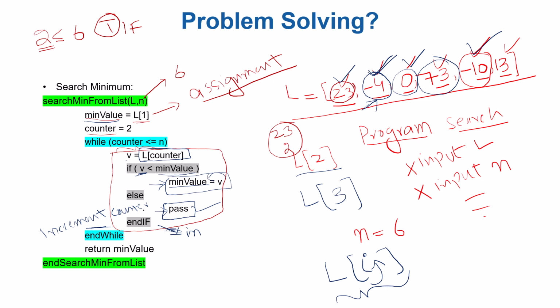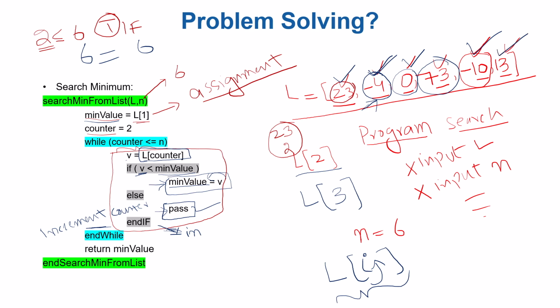Okay, because if has executed, else will not execute. You exit the if condition and then you increment the counter. The counter will become 6. Now 6 is smaller or equal to 6. Yes, because 6 is equal to 6, hence the condition is true. Now you go and pick the sixth entry, which is 13.